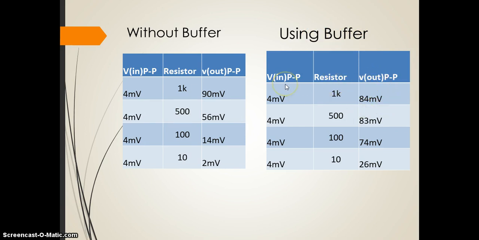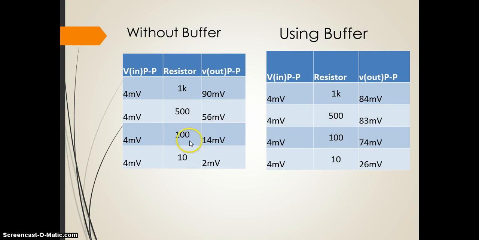When applying voltage 4 milliwatt, when we use a 500 ohm resistor in the without buffer circuit, we get 56 milliwatt peak to peak. When we use a 500 ohm resistance in the buffer circuit, we get 83 milliwatt when we apply 4 milliwatt peak to peak.